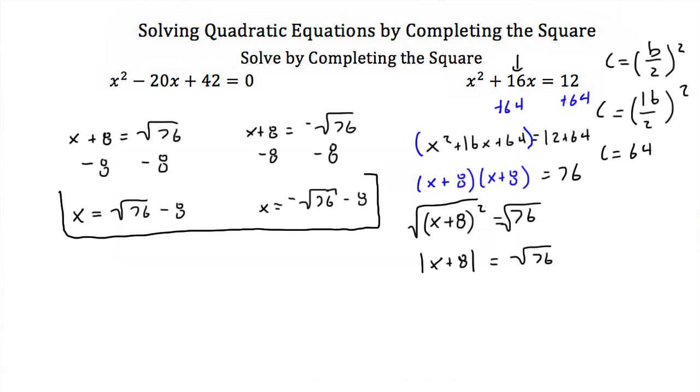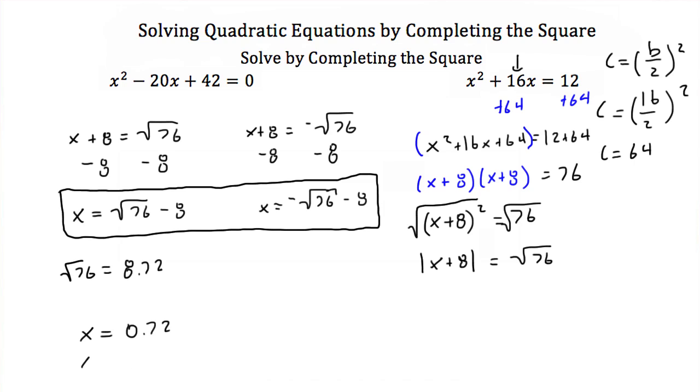If you wanted to convert the square root of 76 into a decimal, the square root of 76 is equal to about 8.72. So our values for x in decimal form then would be 0.72 and negative 16.72. Either way.